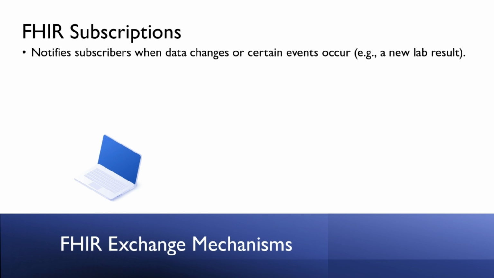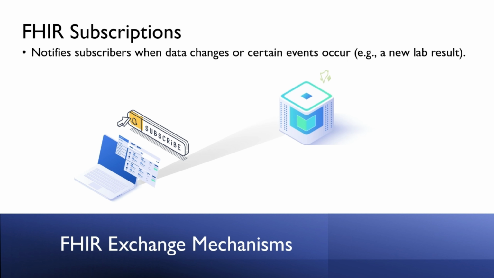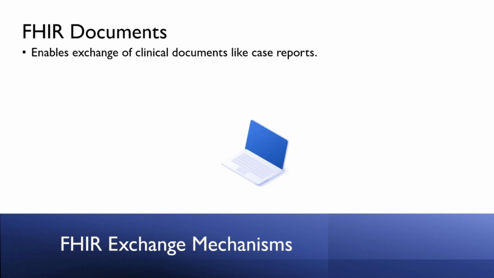FHIR subscriptions provide yet another method. Subscriptions enable one system to subscribe to notifications when data changes or certain events occur in another system's data, such as the creation of a new observation or condition resource. When the specified event happens, the subscriber is notified in real time. This model supports proactive, event-driven workflows. For example, a public health system could receive an alert when a provider records a diagnosis of a reportable disease, allowing immediate case initiation.